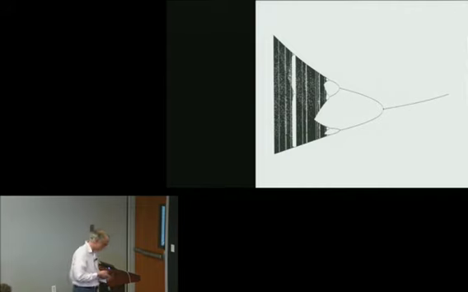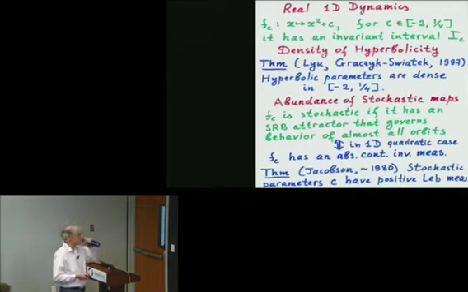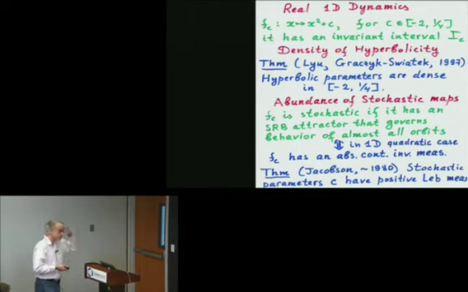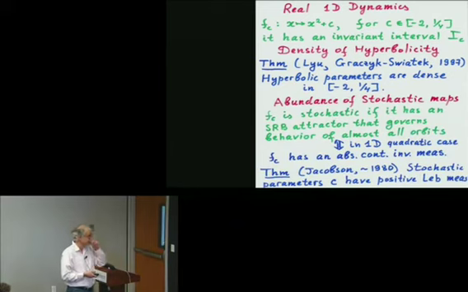And there is actually a very good reason why it is not so obvious: the complementary parameter set is also big. It is not big topologically, it is nowhere dense topologically, but it is big in the measure theoretic sense. It is a theorem proved by Jakobson around 1980. He proved that stochastic parameter values have positive Lebesgue measure. So what are the stochastic parameter values? The map is stochastic if it has an SRB attractor, this attractor which governs the behavior of almost all points.